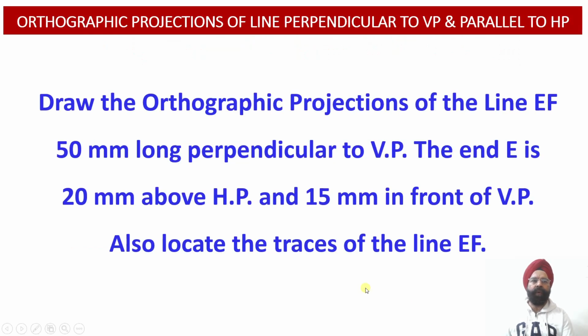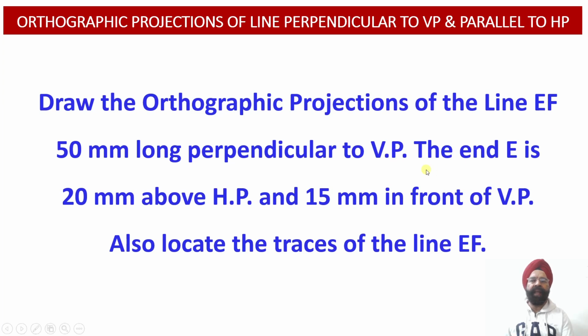Here we are required to evaluate the orthographic projections of a line which happens to be perpendicular to the vertical plane and parallel to the horizontal plane. So here we have got the line EF, which is 50 millimeter long, and this line happens to be perpendicular to the vertical plane and parallel to the horizontal plane.